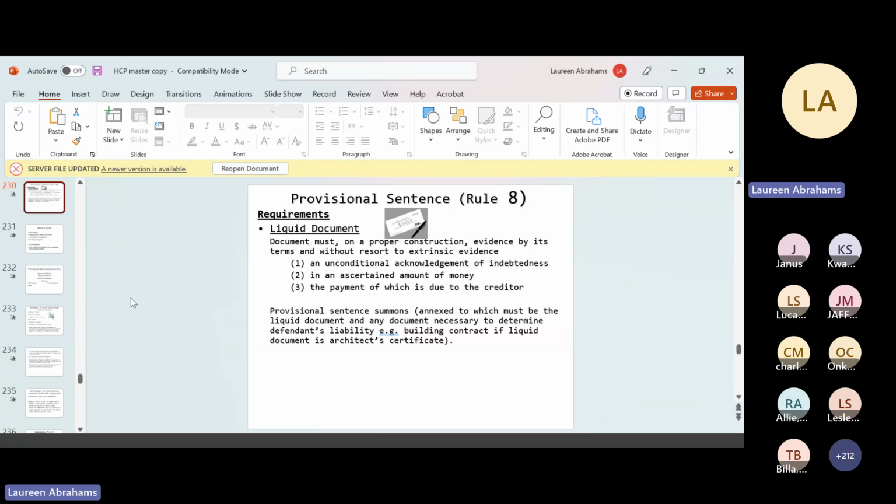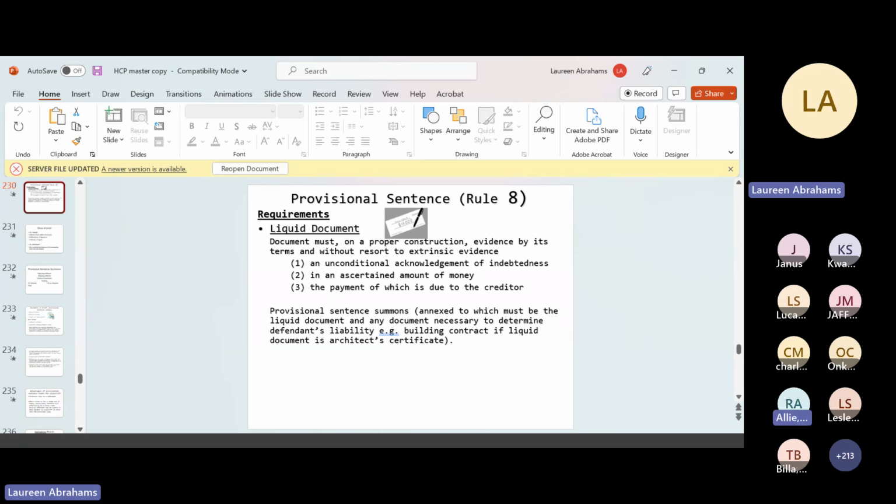No, I hear you, but yeah, okay, I do hear you, but we are talking about a liquid document. So any document that complies with it, whether it is a payment certificate or whatever document, if it complies with the requirements and it is a liquid document, then you could use provisional sentence summons. That is basically it.